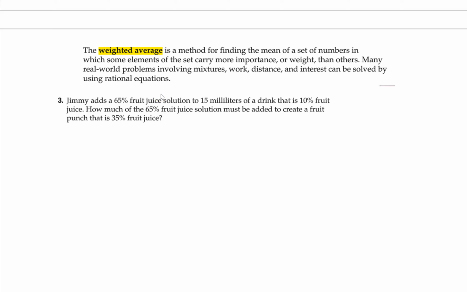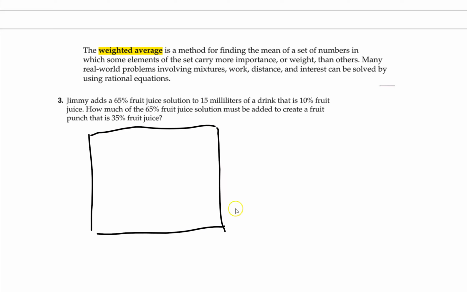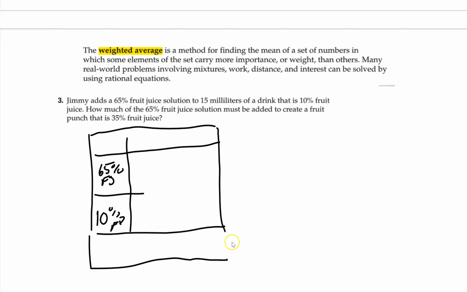So essentially, we're like the managers at Jamba Juice. We want to try to create a nice new drink, right? So first thing, let's make a little box. Okay, so this is the way it's going to work. Look what we're adding. We're adding 65% fruit juice, so 65% juice. And then we're adding it to a 10% punch. And then we're going to get a mixture. So the way these generally work, we get some mix.